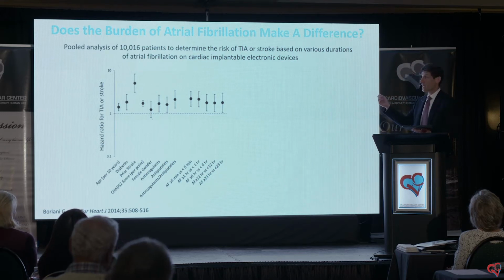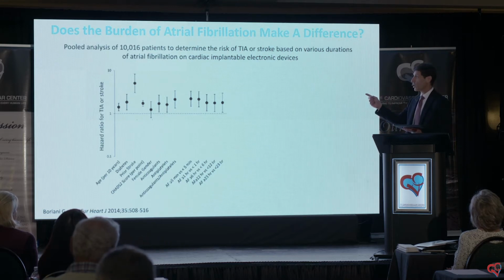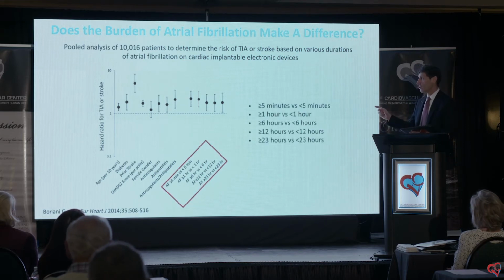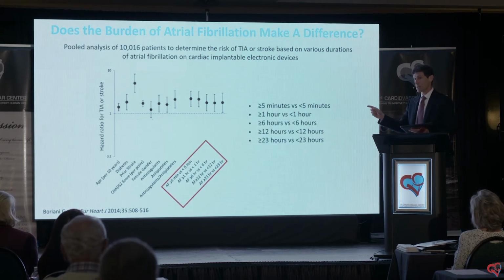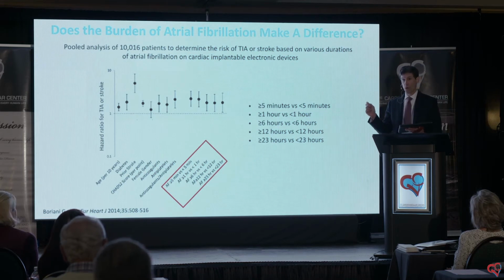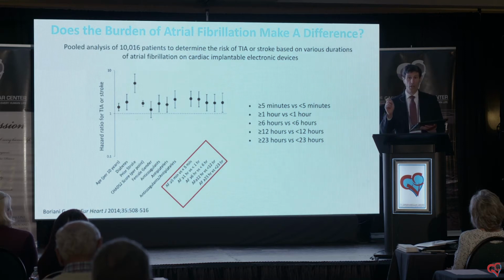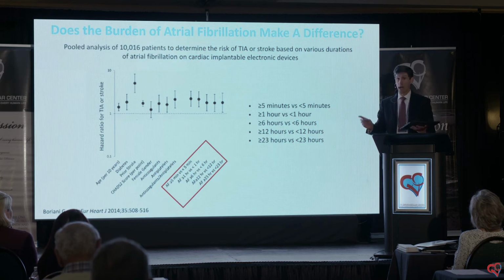So this is a pooled analysis, about 10,000 patients, determining the risk of TIA or stroke based on various durations of AFib on cardiac implantable electronic devices. I'll blow up the bottom portion here. But in this analysis, simply having 5 minutes or more of atrial fibrillation was associated with a statistically increased risk of TIA or stroke. So I can't get into all of the studies that have been done. I'm not saying that this is the definitive answer, and that it's 5 minutes, that's the threshold.